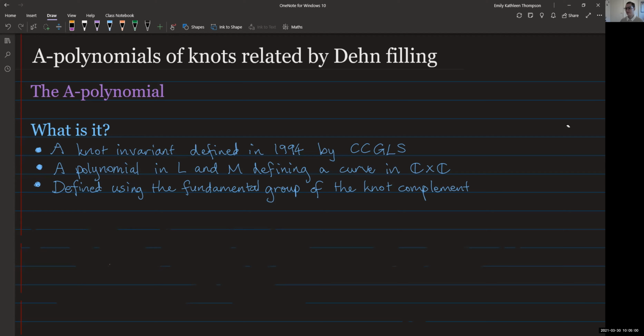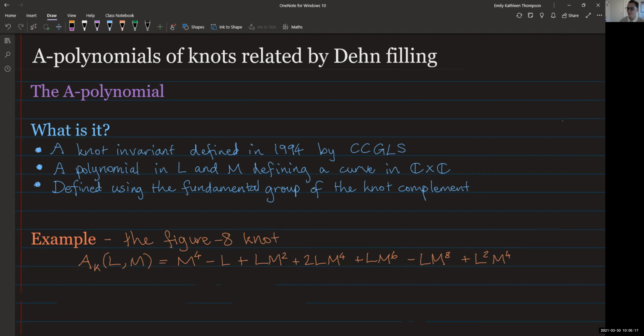So I'm not going to go into the details of the definition today, because I don't think it's particularly enlightening. But I will say more about the calculation, obviously. And just as an example, to give you a flavor of these things, this is the A-polynomial for the figure 8 knot. And so these things can get quite big and ugly very quickly.